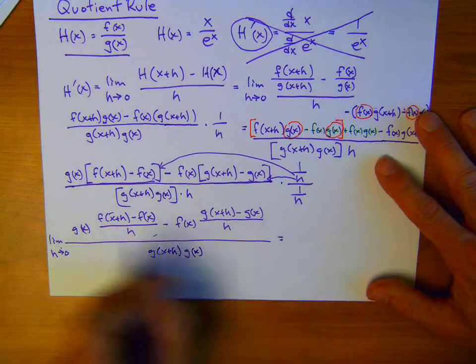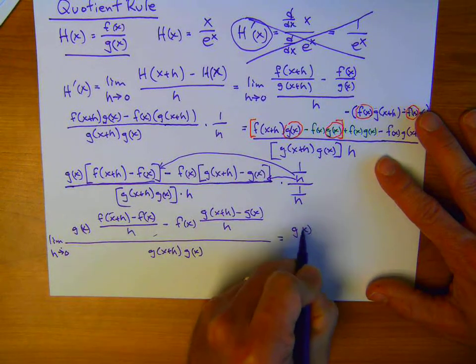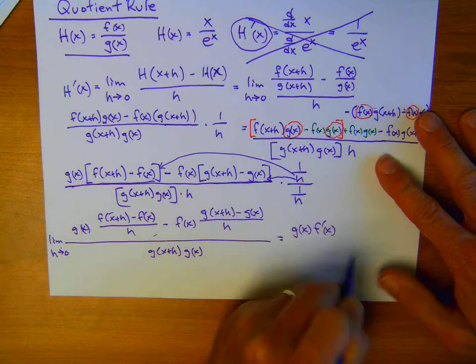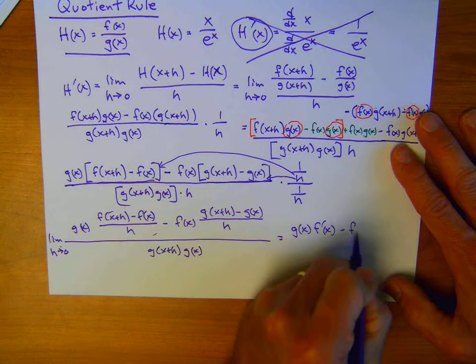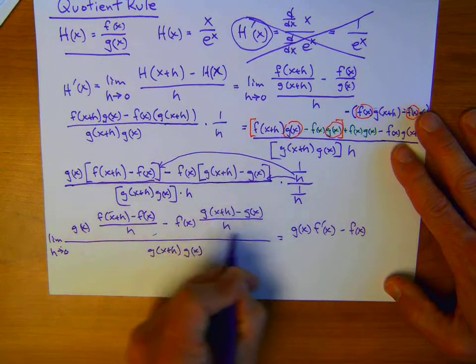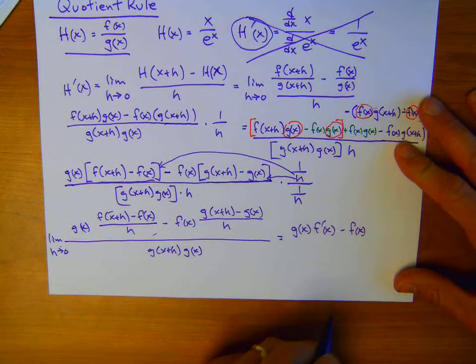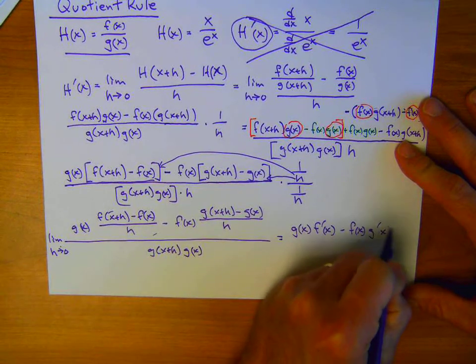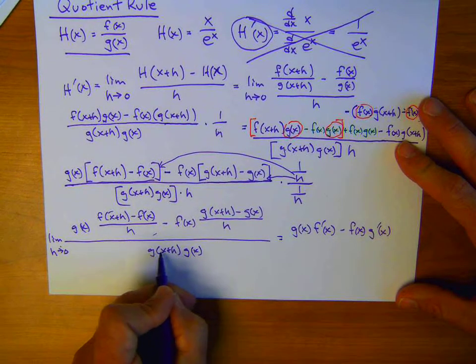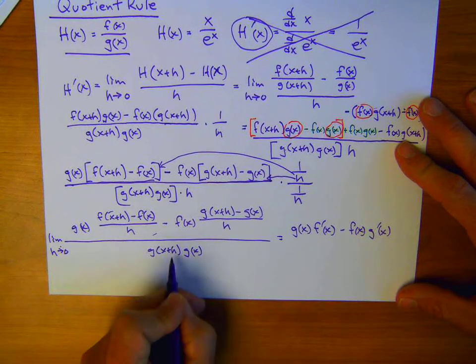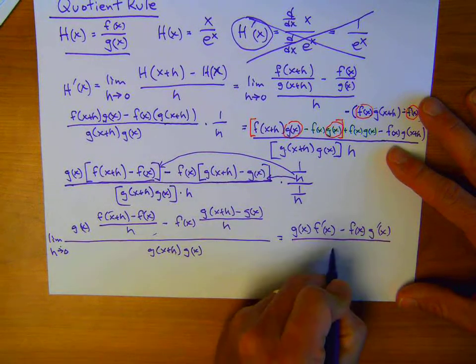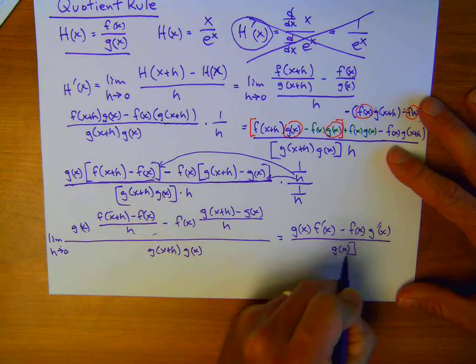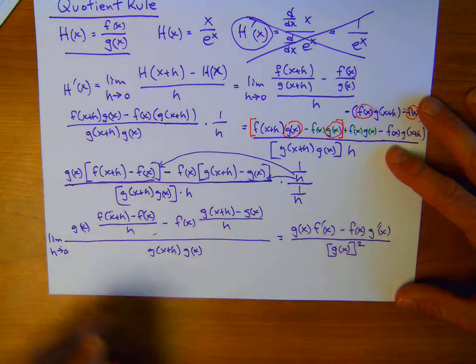So let me just start writing this down now. I'm going to get g of x times f prime of x minus, and again, the limit of f of x as h goes to 0 is just f of x because there is no h in it. And this limit, when I apply the limit as h goes to 0, that's going to be g prime. And down here, if I let h go to 0, because this is continuous with respect to h, I can just substitute 0 for h, and I get g of x squared.